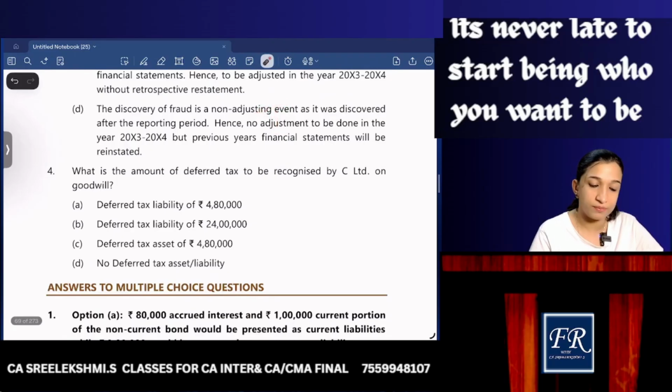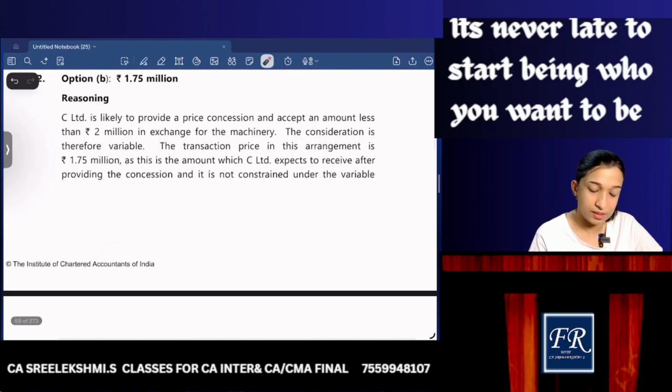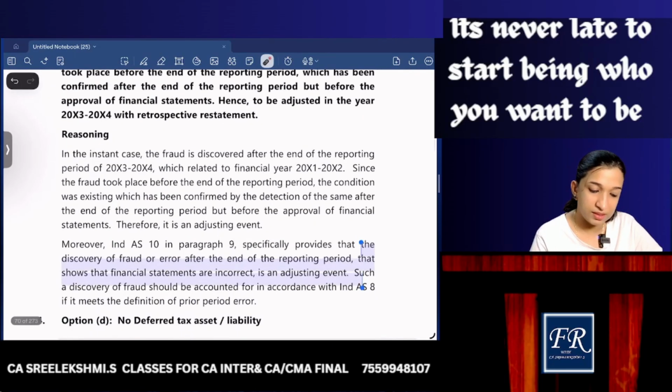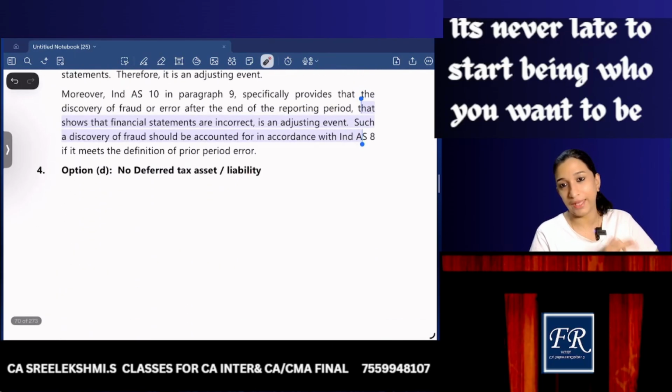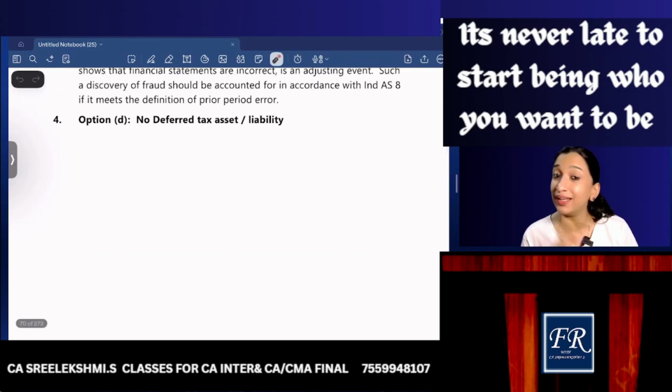Non-adjusting event. Wrong. What is the amount of deferred tax? No deferred tax asset or liability will be created. First one, second one, third one, retrospective restatement. Okay, very good. So that's it guys. Let's meet in the next video.